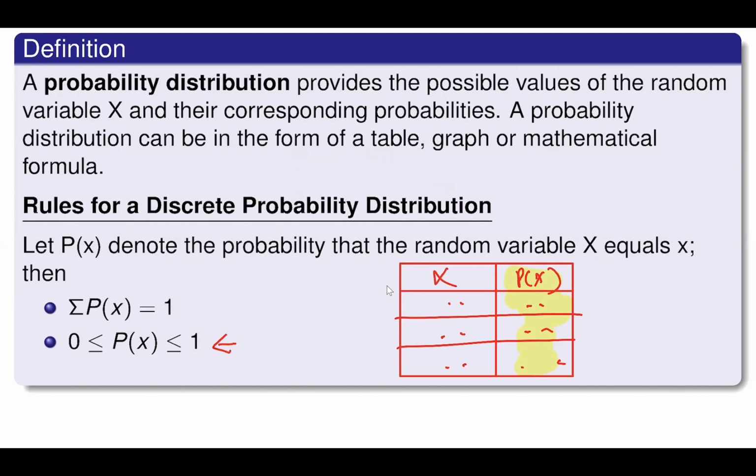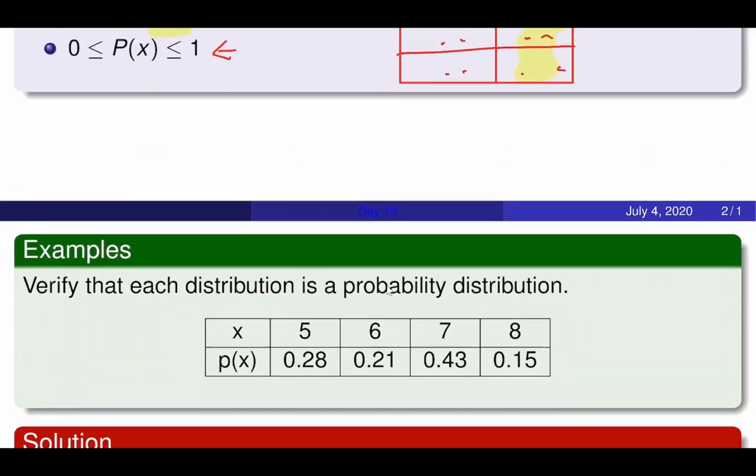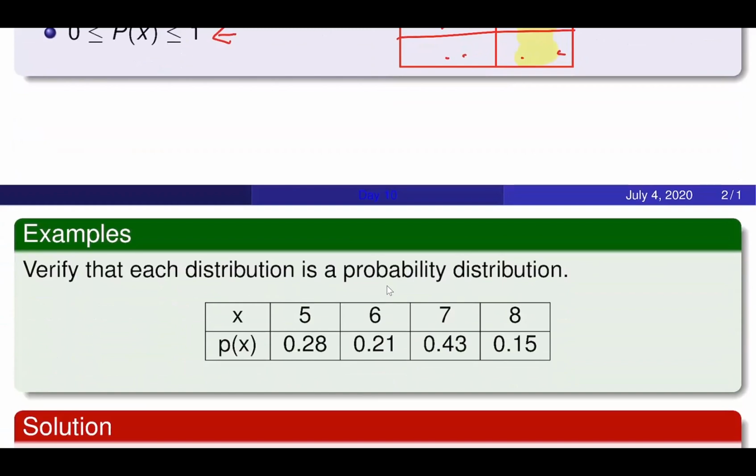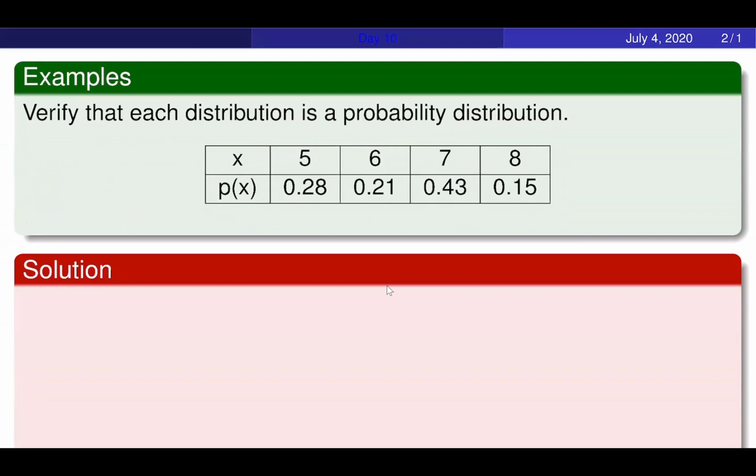The second thing that you want to check: since the table is listing out all of the possible outcomes, when I add the probabilities, they should always add up to 1. That's what that first one is saying, that the summation of P of x is equal to 1. Once you add all of the probabilities, they should always add up to 1. So we're going to check out these next examples, and all we're going to do is say, is it a probability distribution or is it not? So let's check these out.